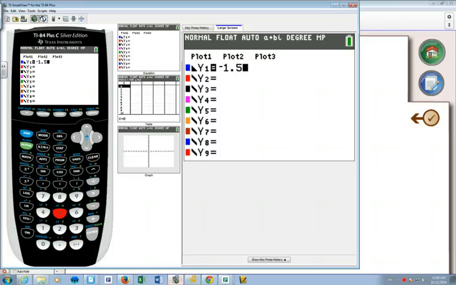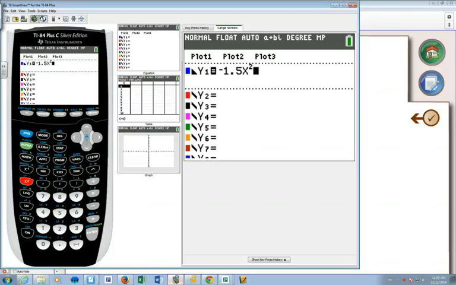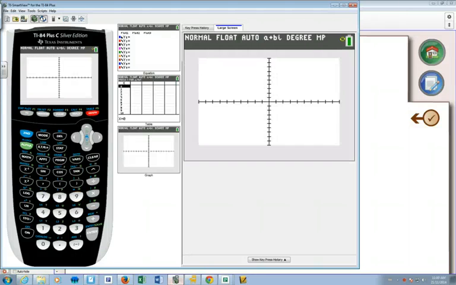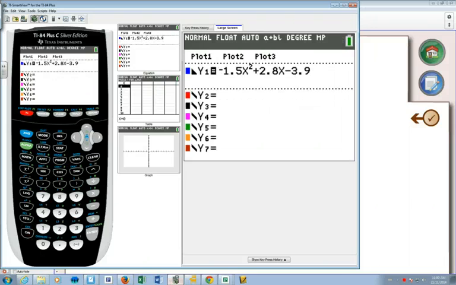Negative 1.5x squared plus 2.8x minus 3.9, and hit graph. Oh, I'm going to just go back. Okay. And if we want y is less than, would that shade above the line or below the line? Below the line. And again, if you remember, how do you shade above and below?